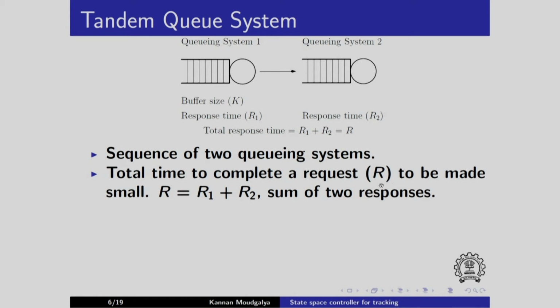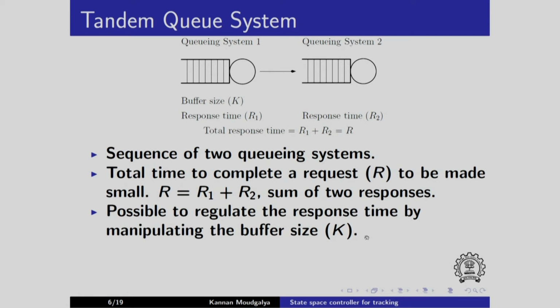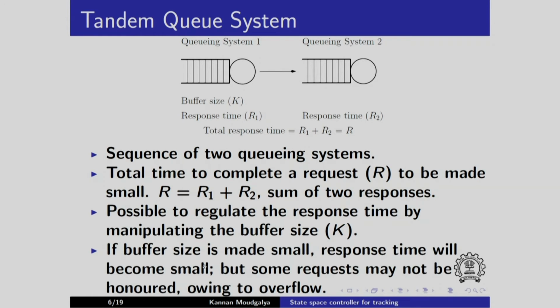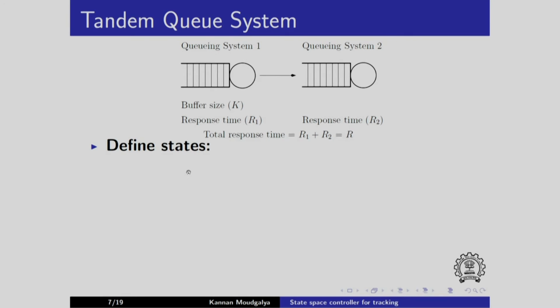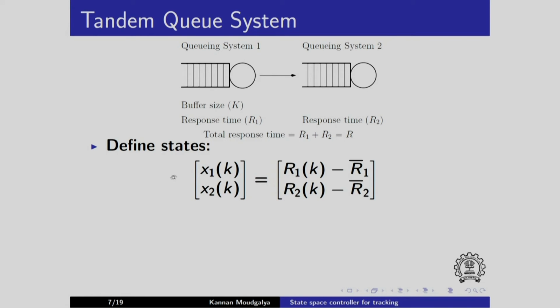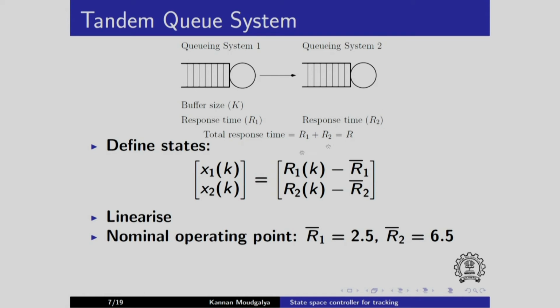We want to make this R to be small. It is possible to regulate the response time by manipulating the buffer size K. If the buffer size is made small, the response time will become small, but some requests may not be honored owing to overflow. The states are given here. We linearize this system at the nominal operating point.